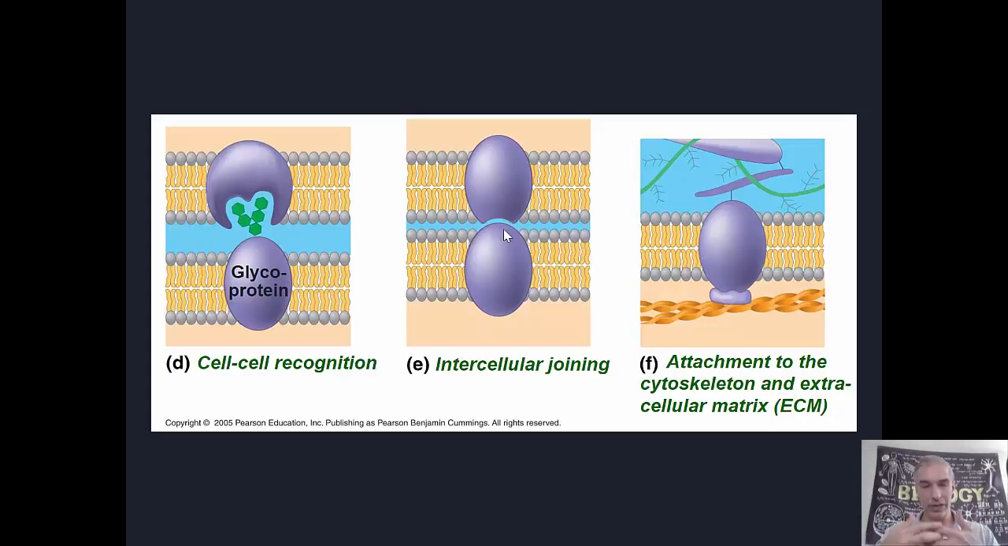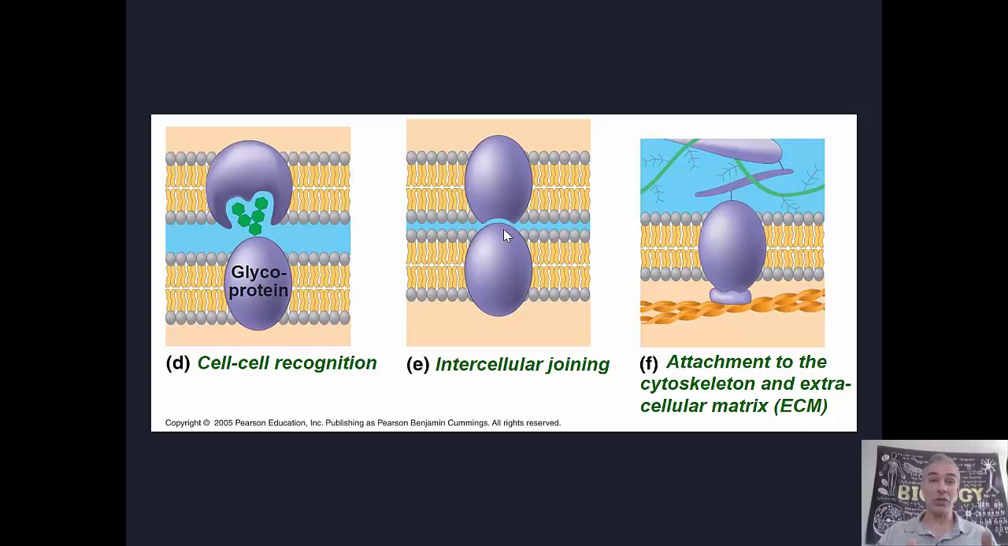Proteins are used to stick the cells together. Like if you pull your skin, right, your cells don't just come off. There's an attraction there, and they're held together, joined through these proteins that hold cells together. And lastly, attachment to the cytoskeleton and extracellular matrix.